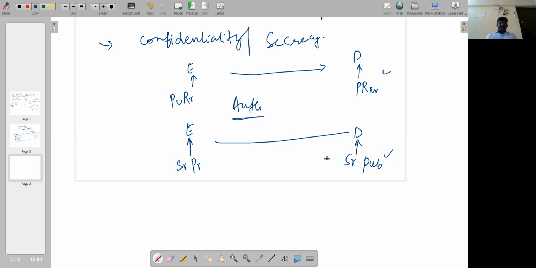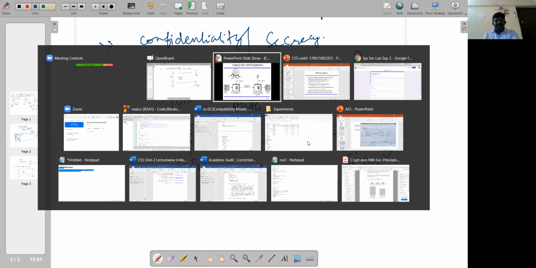Okay, so I hope this is clear. If you have any queries regarding the basics of public key cryptography, what is a private key, a public key, and what is confidentiality and authentication, you can raise your queries. I'm happy to answer them. I assume that this is very clear for you. With this, I'll move to the actual algorithm, which is the RSA algorithm.